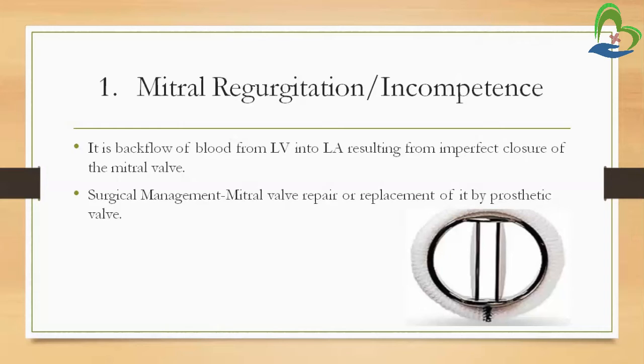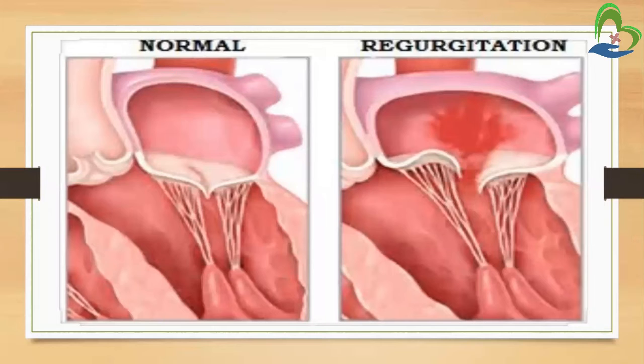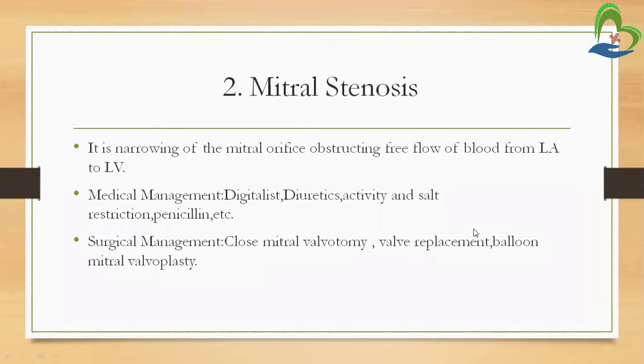Surgical management for this condition is mitral valve repair or replacement of it by a prosthetic valve. So we can repair this valve, otherwise we can replace this mitral valve by any prosthetic valve. Below is the picture of a prosthetic valve. This is the normal mitral valve, on the left side of the picture, and on the right side we can see mitral regurgitation. You can see that the valve is not closed properly, so because of this blood will backflow during contraction.